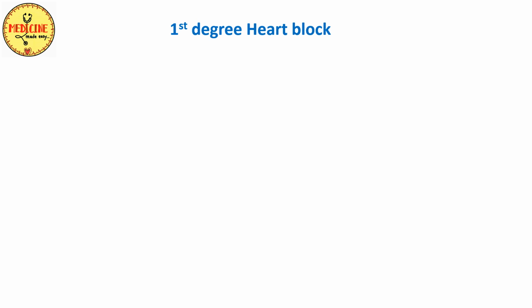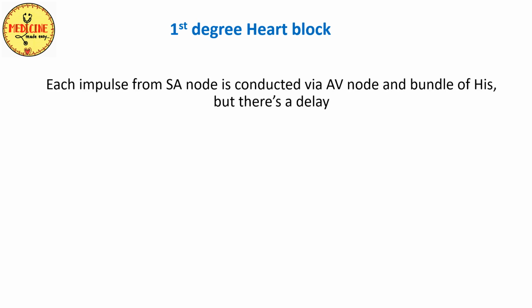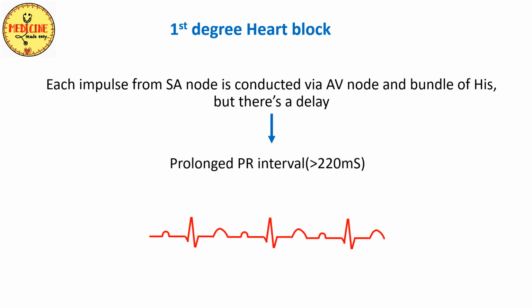In a first degree heart block, each impulse from SA node is conducted via AV node and bundle of His with a delay. Therefore, you will see a prolonged PR interval in the ECG as shown here.